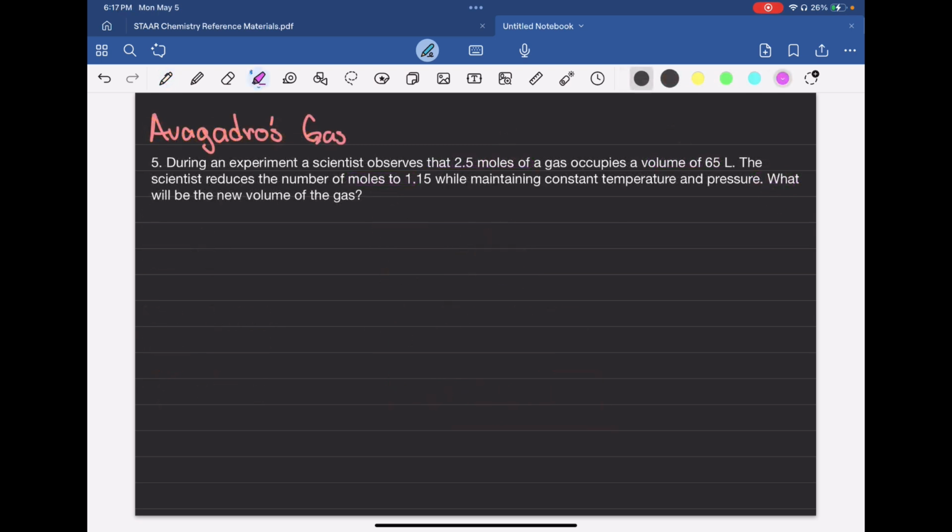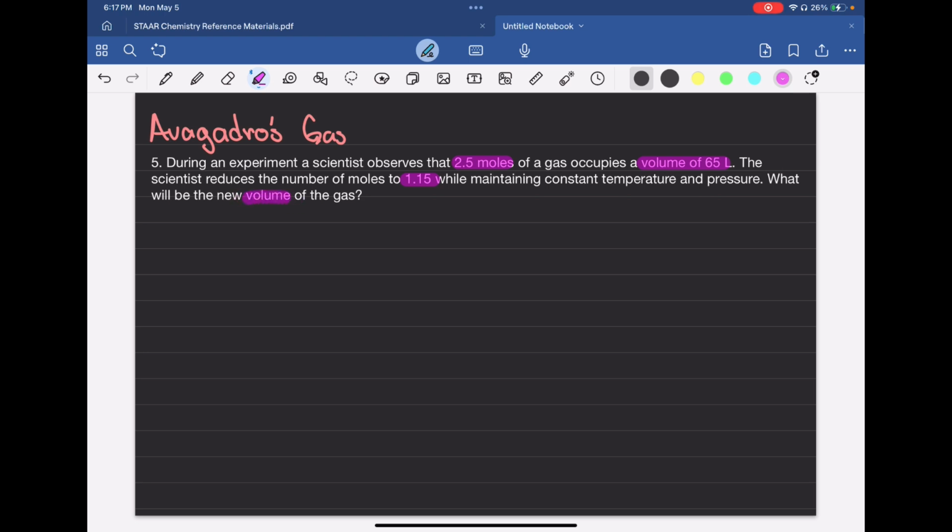For our last example, it is an Avogadro gas example. The question says, during an experiment, a scientist observes that 2.5 moles of gas occupy a volume of 65 liters. The scientist reduces the number of moles to 1.15, while maintaining constant temperature and pressure. What is the new volume of the gas?